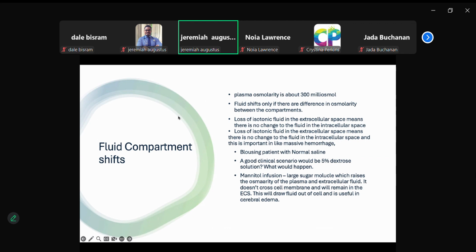Because if we put water into a cell, remember, osmosis is going to diffuse and it's going to burst, right? We are not worried about that because we're giving them something that has the same osmolarity, 300 milliosmoles, right? Now, it gets a bit tricky when we use dextrose.